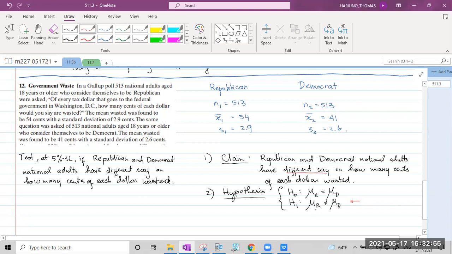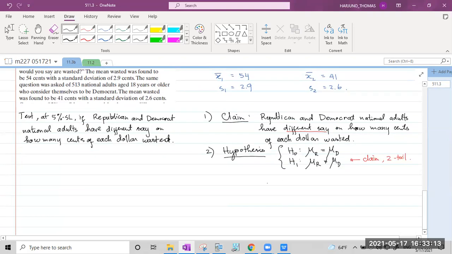Different means it's two-tailed. That will be the claim here, and it is two-tailed again. Oh, I don't have a constant on the other side, so I have to modify that, which means now we are dealing with the null hypothesis mu Republican minus mu Democrat equals 0. Even though they say different things, when you compute statistically, are they just the same, or are they actually significantly different?